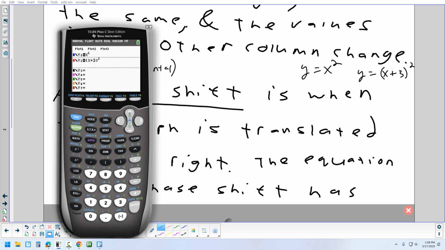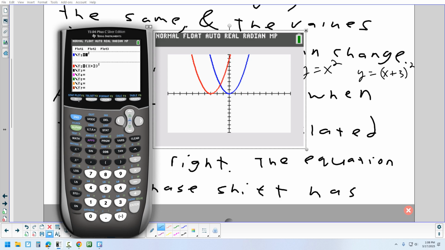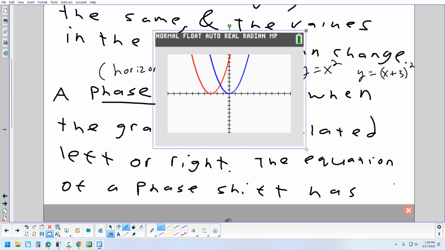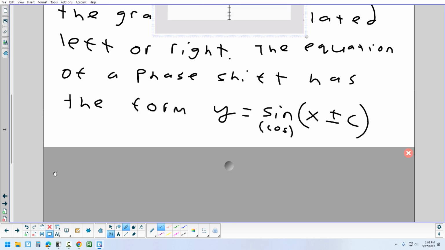Why did it only move 2 though? It moved 3. Let me zoom so you can see it better. I didn't have my scale set up right. 1, 2, 3. So plus is going to move it to the left. Which way do you think minus would move it? Right. Now this one's going to go right over there. So that's one thing we have to remember about a horizontal shift: it's the opposite of what you would think.